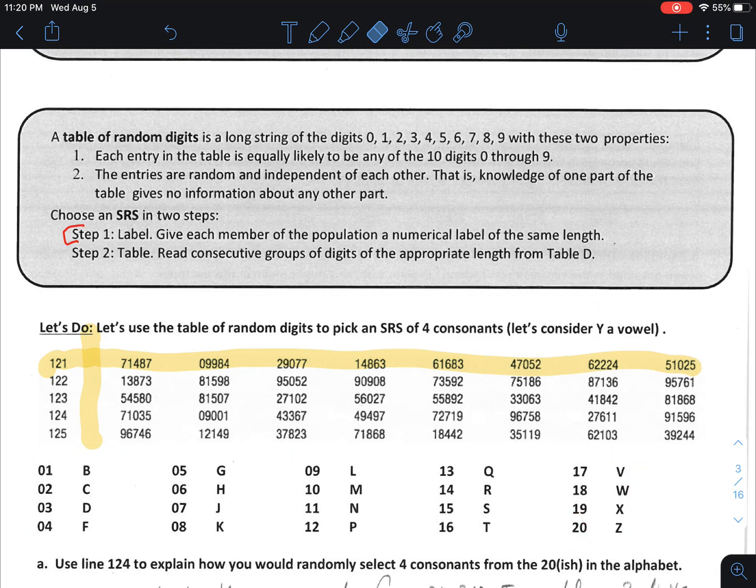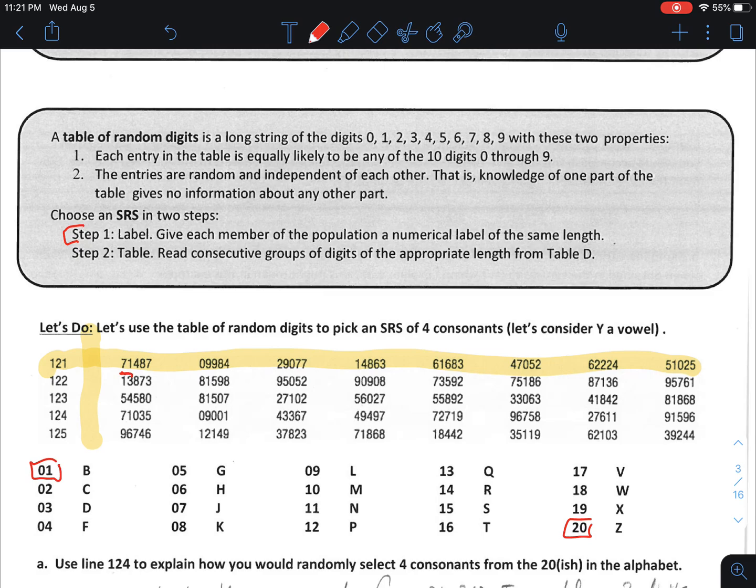And then the second thing you do is you go that many digits, 2 digits, at a time, over and over and over, okay? So notice, we're going to just use line 121 here. Notice there are 20 letters in the population. We're labeling them from 1 to 20. If I got a 10, 10 would be M, right? If I got 16, 16 would be T. All right. We are going to start at the very beginning of the line and go 2 digits at a time. The first 2 digits is 71.